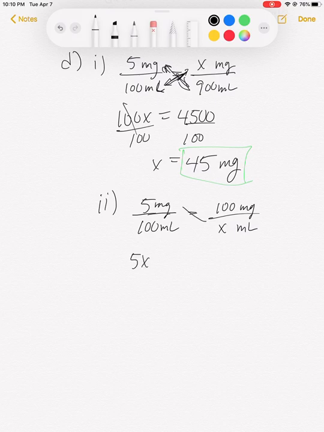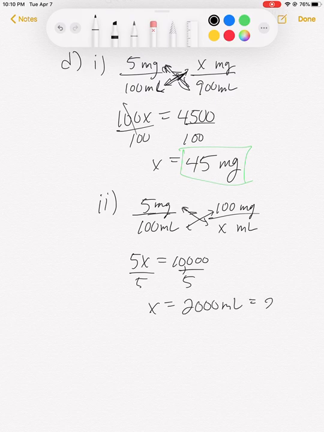5x, so these two right here are the same as those two there. 5x is equal to 100 times 100, which gives me 10,000. Divide by 5, and x is going to equal 2,000 milliliters, or 2 liters. So if you need to get in 100 milligrams of the dextrose, using the 5 milligrams per 100 milliliter solution ratio, you need 2 liters of the solution.